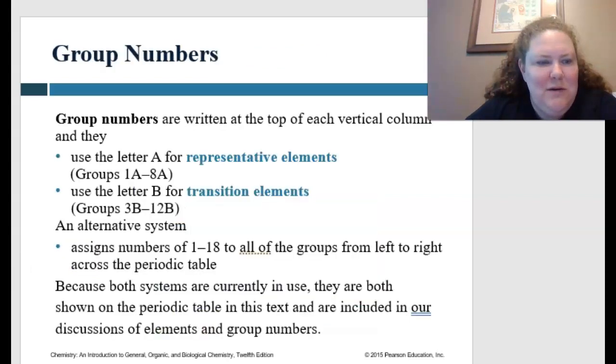So the group numbers are written at the top of each of the vertical columns, and they use the letter A for representative elements. So groups 1A through 8A would be the representative elements, where the letter B is for transition elements, 3B to 12B. And an alternative system can assign the numbers 1 to 18 to all of the groups from left to right across the periodic table. And because both systems are currently in use, they're both shown on the periodic table in the text and are included in our discussions of the group numbers.